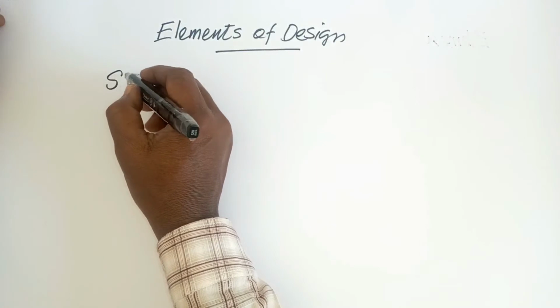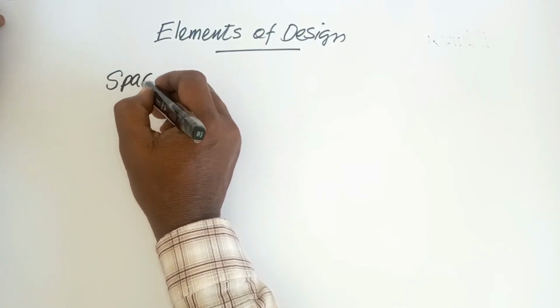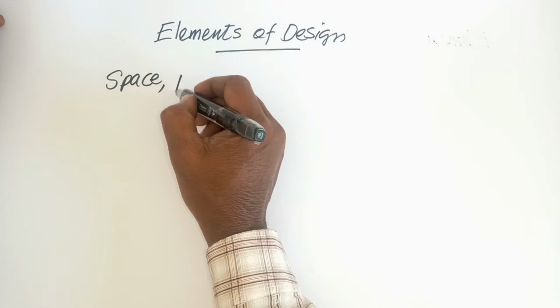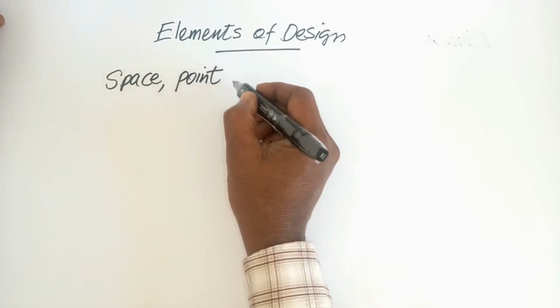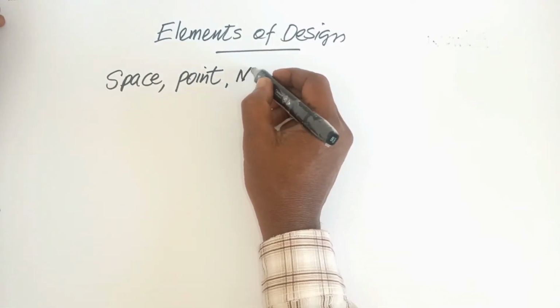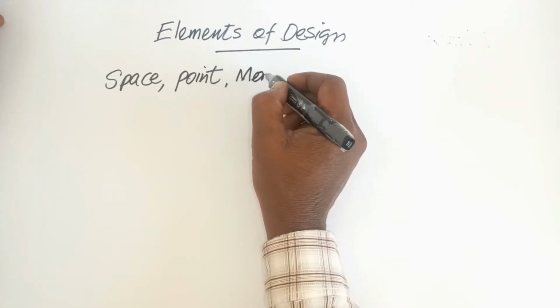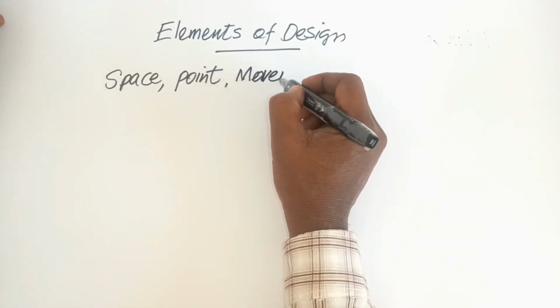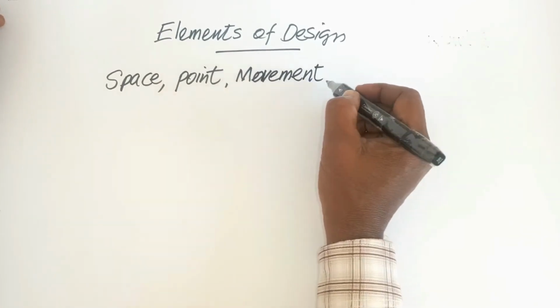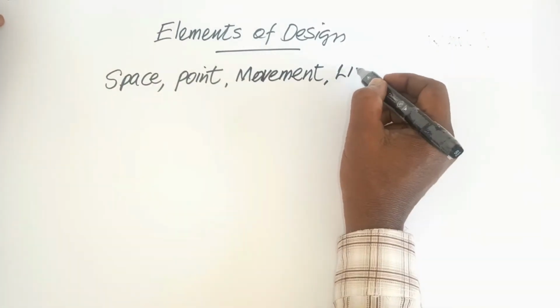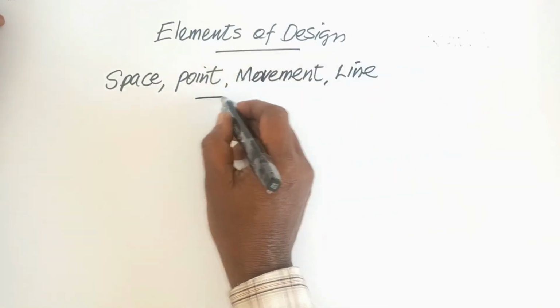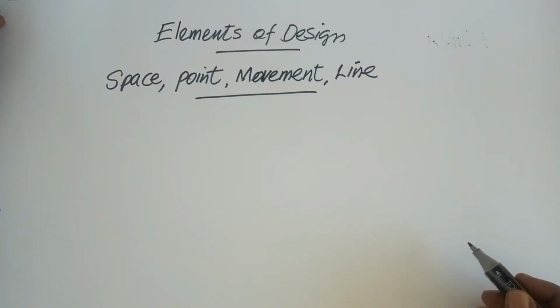We have space, point, movement, line. In this lesson, we are going to learn about space, point, movement, line as part of the elements of design.